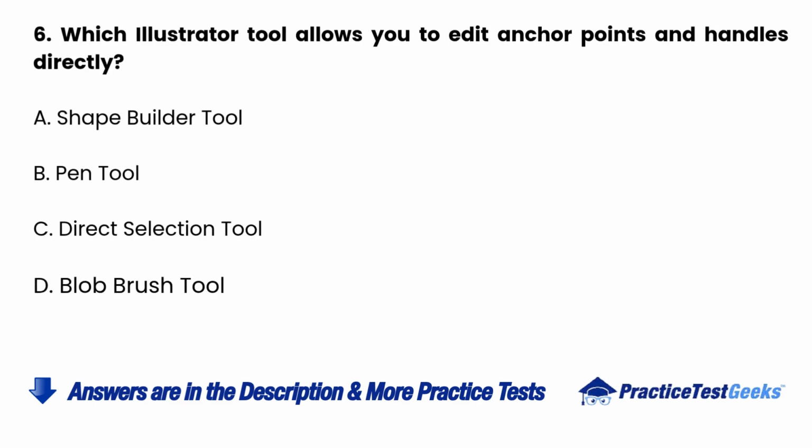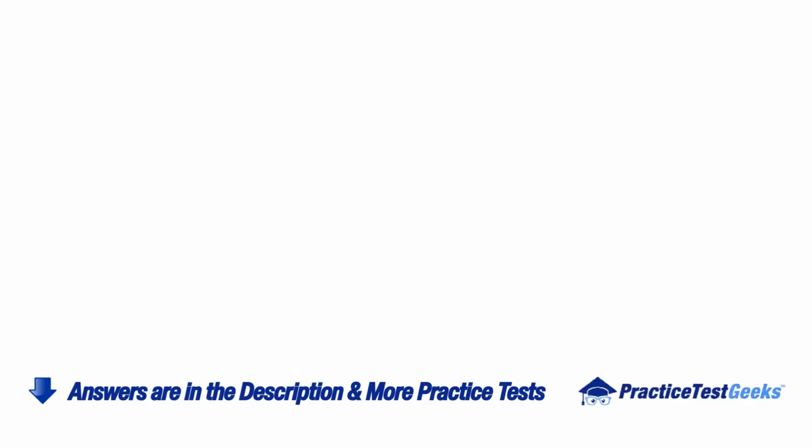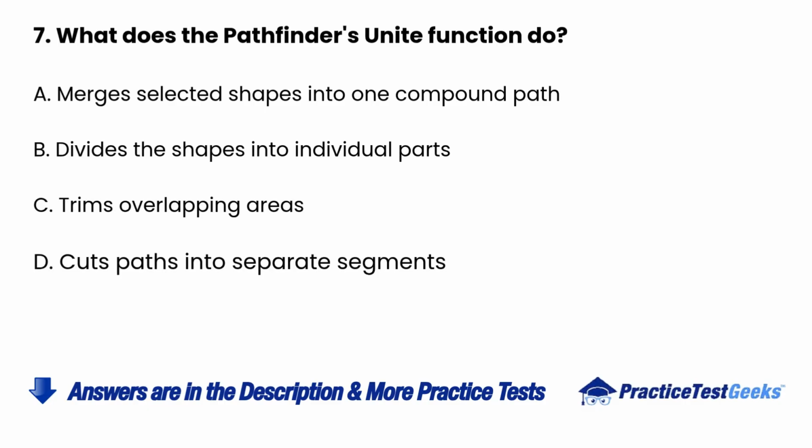6. Which Illustrator tool allows you to edit anchor points and handles directly? A. Shape Builder tool. B. Pen tool. C. Direct selection tool. D. Blob brush tool. 7. What does the Pathfinder's Unite function do? A. Merges selected shapes into one compound path. B. Divides the shapes into individual parts. C. Trims overlapping areas. D. Cuts paths into separate segments.